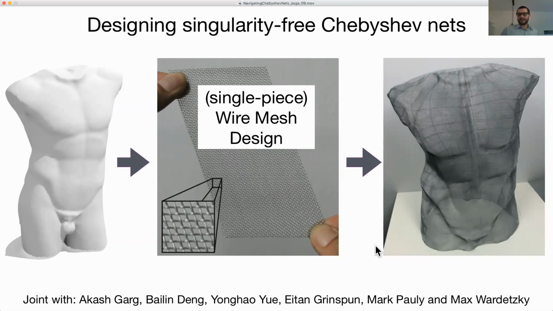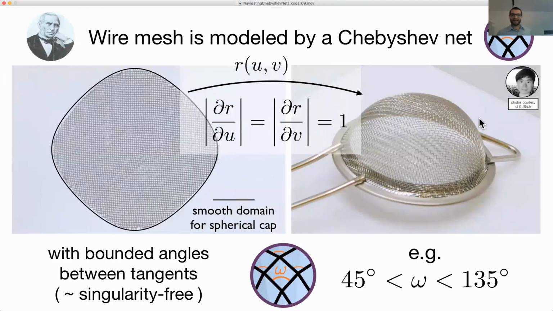So the idea, like I said, is you have some shape in mind, like this sculpture here. You want to take a single piece of wire mesh and make the best approximation that you can to this shape. Wire mesh, as we see, is actually modeled also by a Chebyshev net. The person I did the elastic gridshells project with took a kitchen strainer and cut it out, and the shape that then flattened in the domain fit exactly with Chebyshev's prediction for what that spherical cap should have.